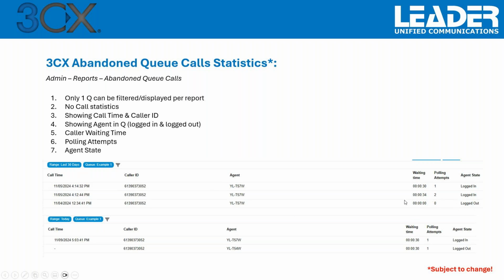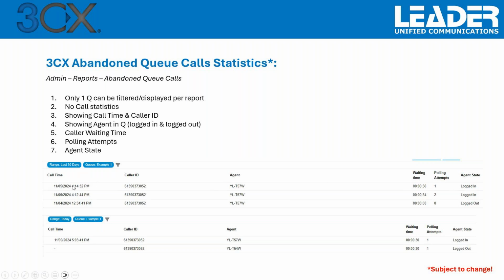So in that case, there is no polling attempt. Then we go further up. We have 34 seconds waiting time with 2 polling attempts. Which means after 30 seconds, the polling time is actually 30 seconds on the system, and then the call was sent back into the queue. So therefore, we have 2 polling attempts.